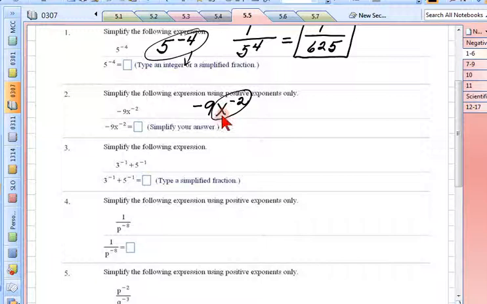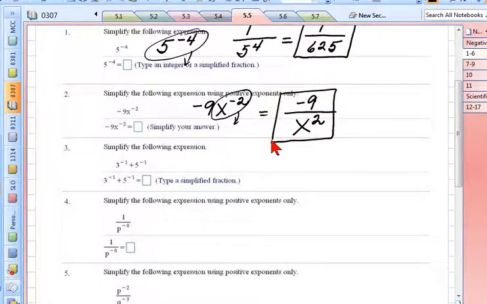Okay, so only this base was raised to this power, which means move me. So the denominator becomes x to the positive 2. Make sure you change it to positive. Where's the negative 9 going to be? Still on top. It did not move. And I can't do any more work with that, so I'm done. It's negative 9 over x to the second. Is that okay? Negative exponent says move me. Problem number 3.